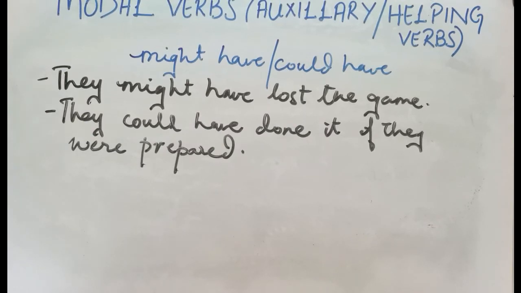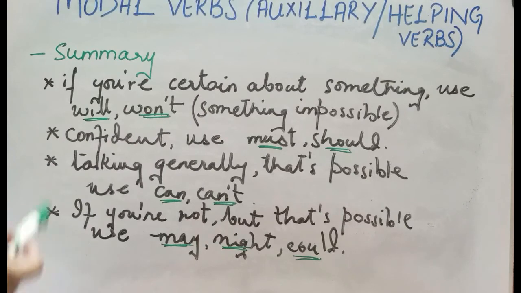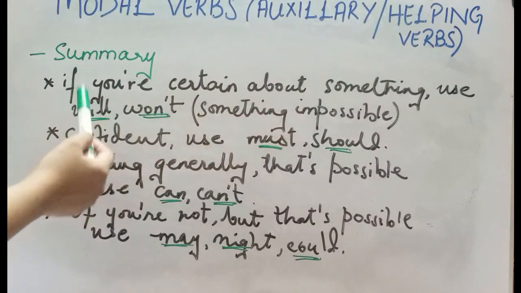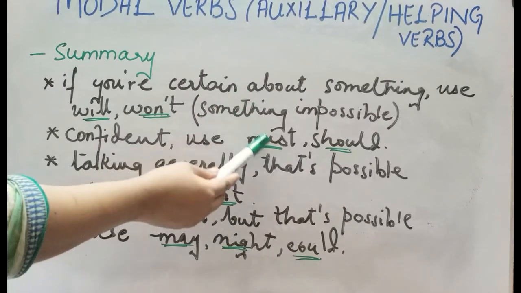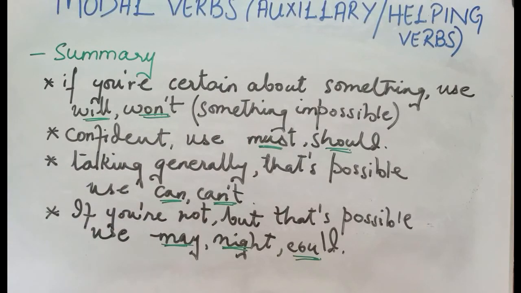Let's summarize all these points which I have gone through. The first one says, if you are certain about something, use will or won't. When you see that something is impossible, when you're not sure, you're going to use will and won't. Okay, when you are confident about something, you are going to use must or should. Okay, the third one says when you are talking generally, that's possible, something is possible, then you are going to use can or can't.